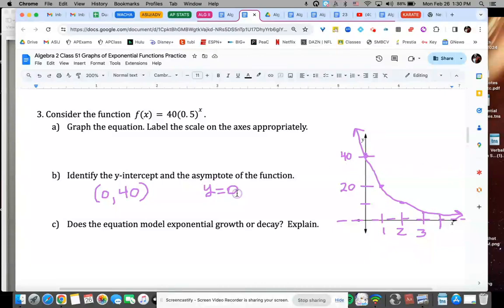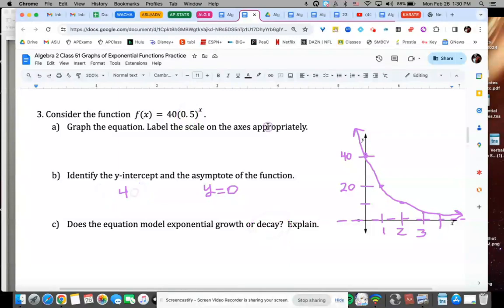All right, so we got the y-intercept, we got the asymptote. Is this growth or decay? Well, you can see it's going down, down, down, down, down, so we will call that decay. How do I know when I just look at an equation? Because the rate is less than 1. If you have a rate less than 1, it's always going to be decay.